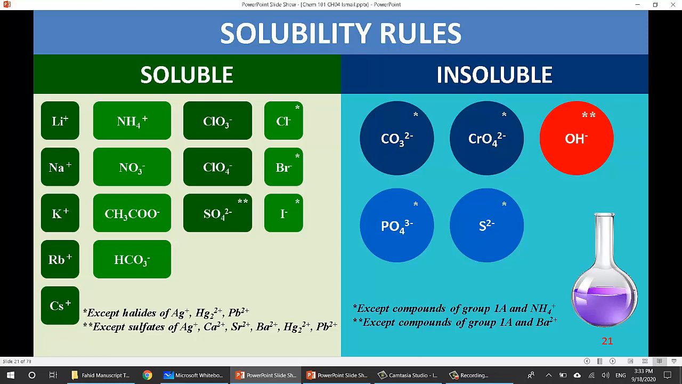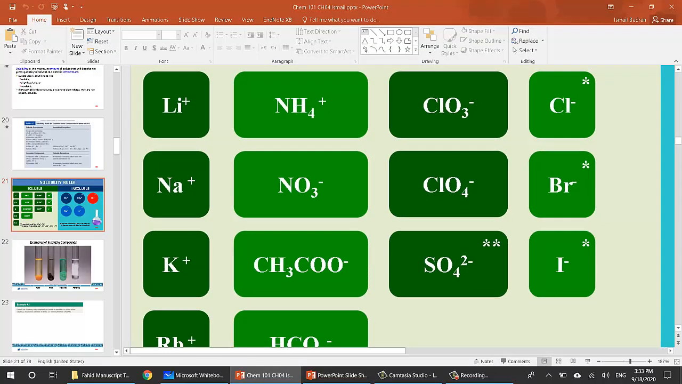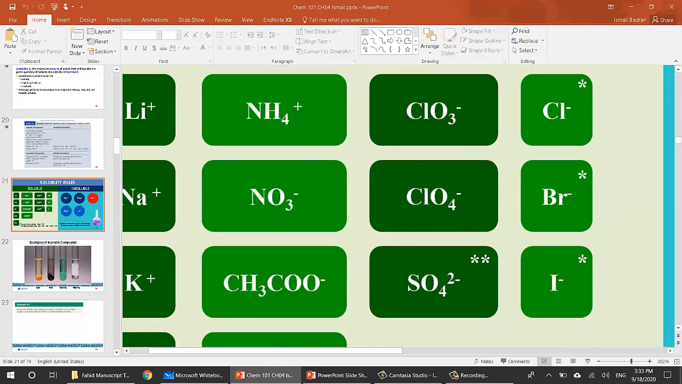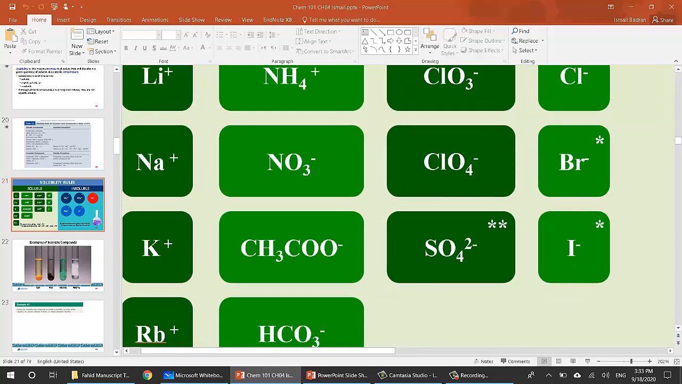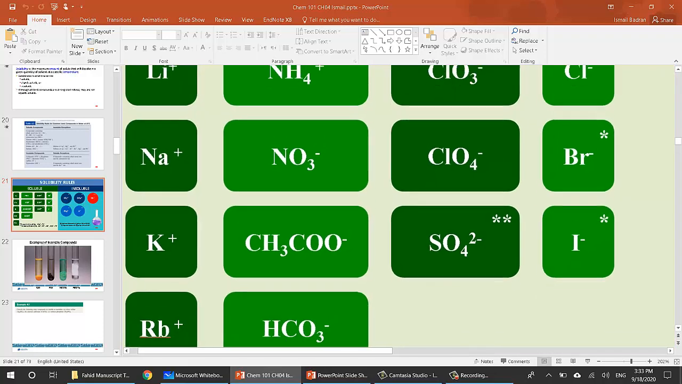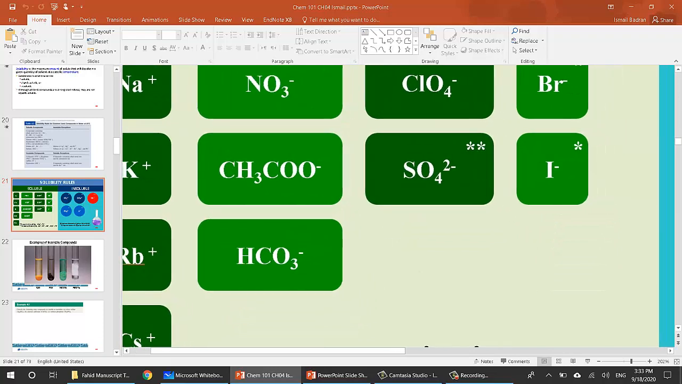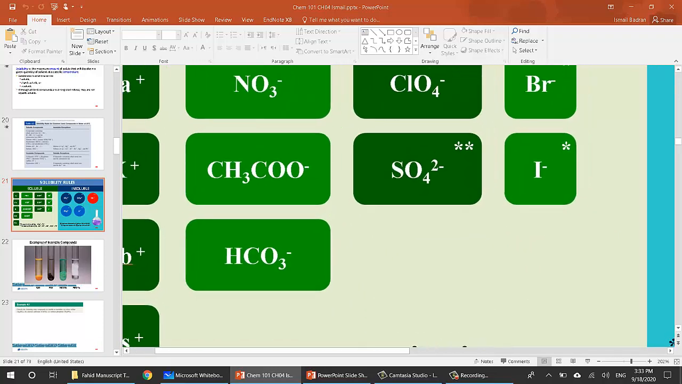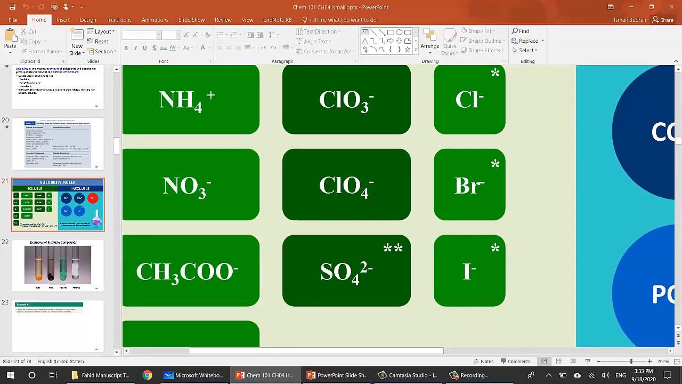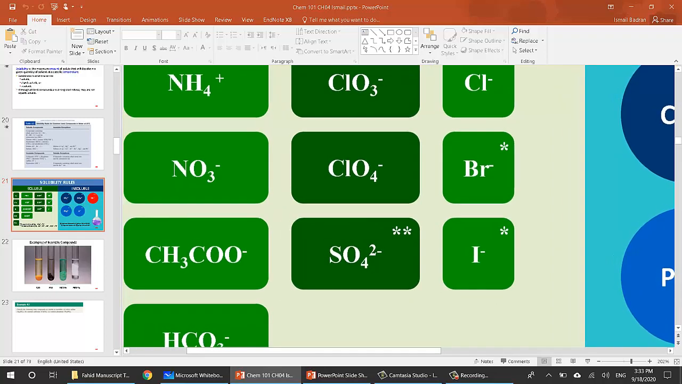Also ammonium, NH4 plus: anything that contains ammonium is soluble. All nitrates are soluble, without any exceptions. That's why you see in the previous example that NaNO3 is soluble. Acetate and bicarbonates are soluble. Chlorates and perchlorates are soluble. Sulfates are soluble, but there are some exceptions. Cl minus, Br minus, and I minus are soluble, but there are exceptions for this.